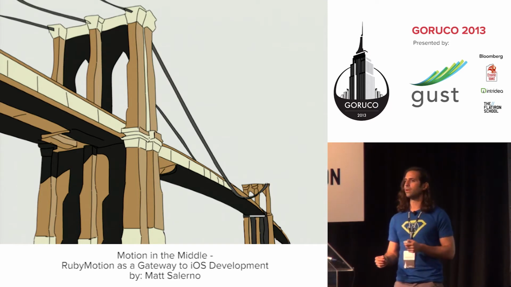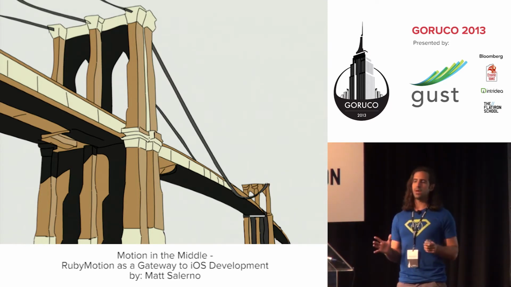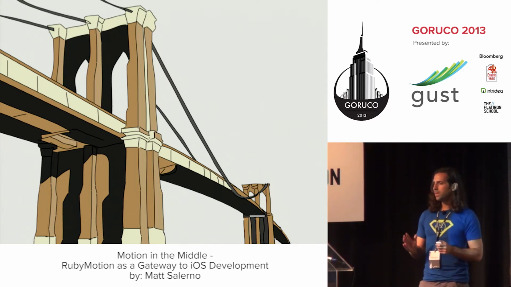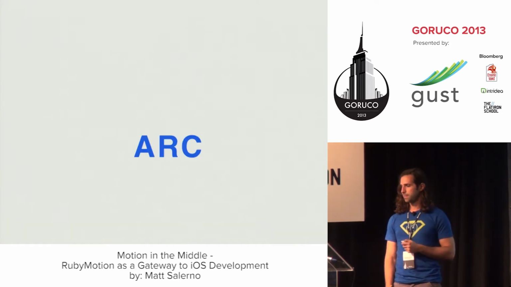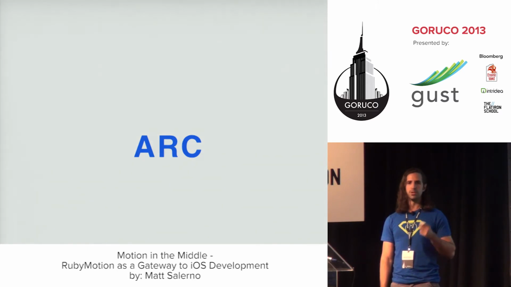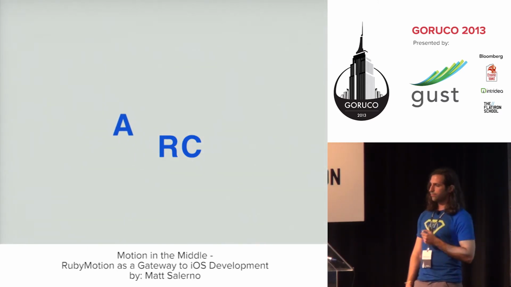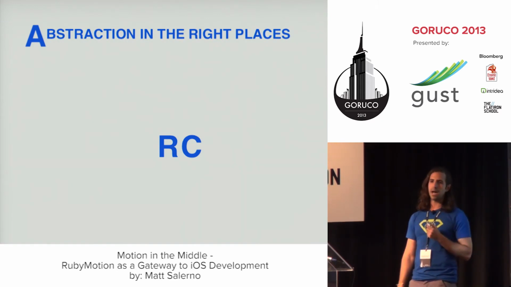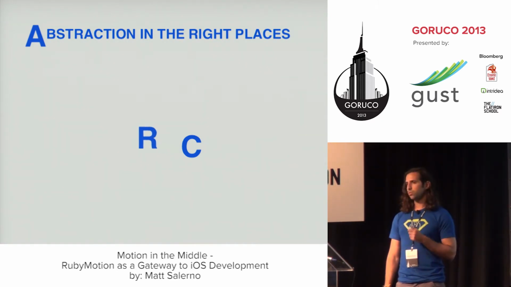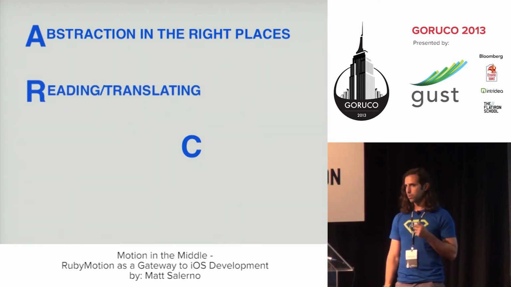Now, this is important, because if you're telling your mom or your grandma about my talk later, which I know you're going to, and you forget my main points, just remember that a bridge forms an arc. And in that arc are 3 reasons RubyMotion is a great way to get into mobile development. The first one, abstraction in the right places, is mixing the speed of Ruby with the power of the Cocoa frameworks. There's also reading and translating, by which a RubyMotion developer sort of unwittingly learns some Objective-C, and that's a good thing, as we'll find out.